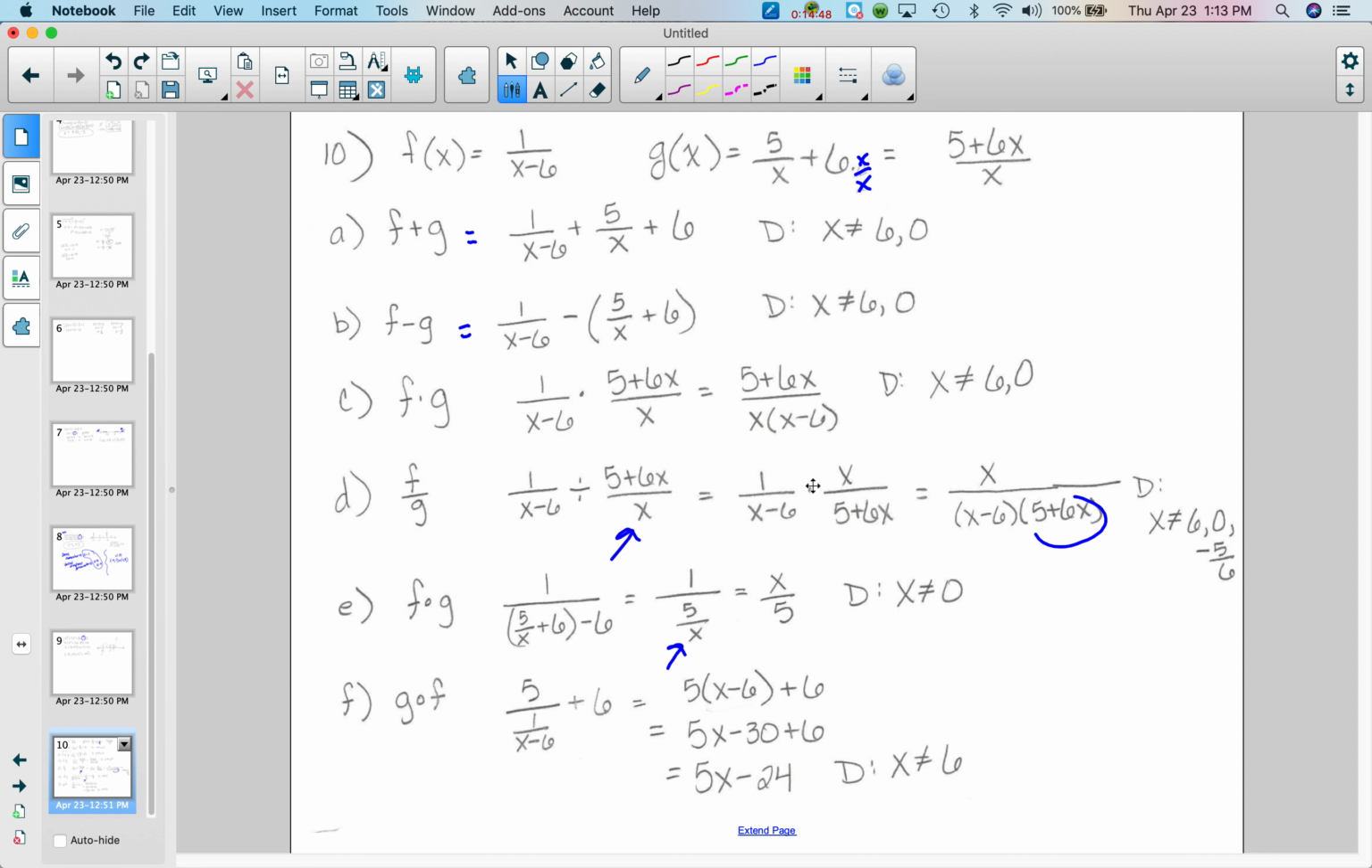And g of f of x, we're putting f of x inside of g of x. So the 1 over x minus 6 drops into this spot where the x is. Then what I did here is I simplified this portion here, because that would be 5 times the reciprocal. Remember, changing division to multiplying by the reciprocal. That's where I got this from. And then distribute the 5, and you get 5x minus 24. Why did I exclude the 6? Back here, it was in the denominator, and the x minus 6, so that would have made 0 in the denominator of something. So that's why I had to do that.